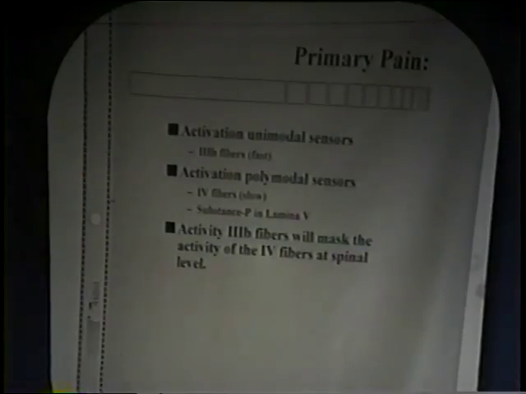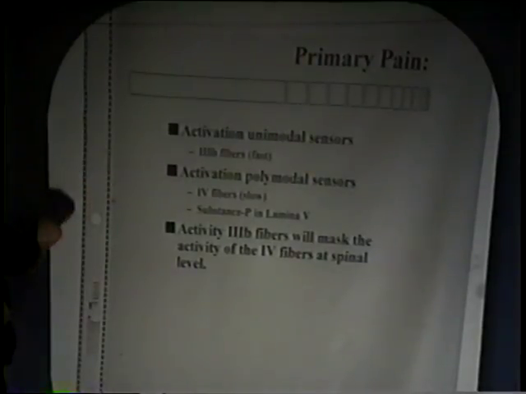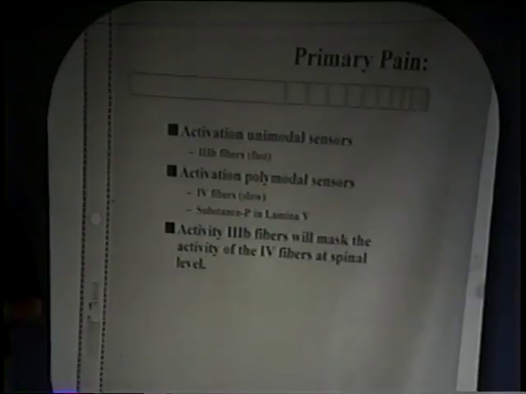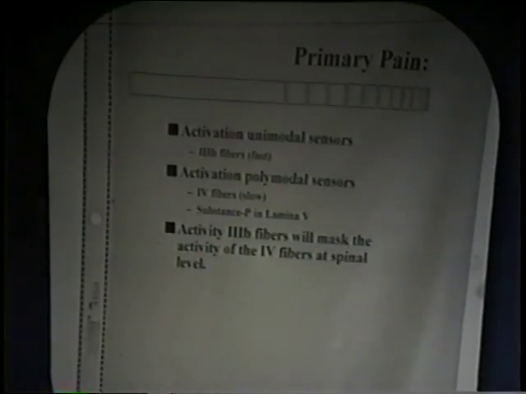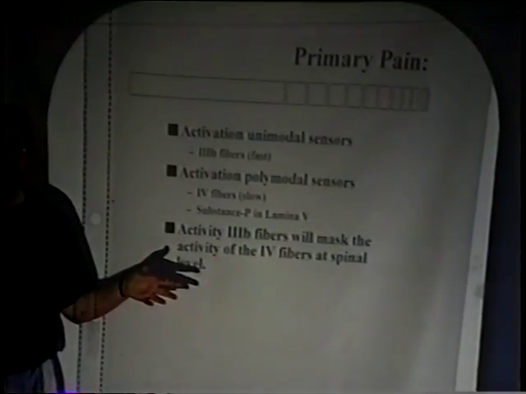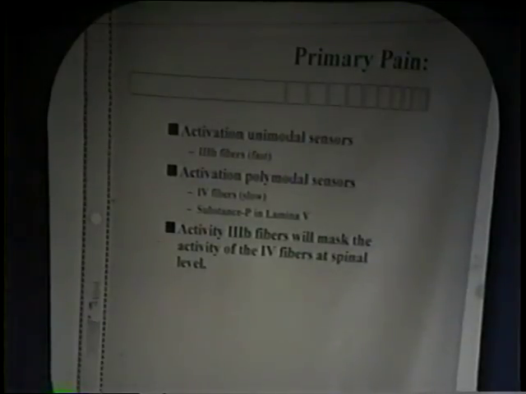Activation of the unimodal sensors runs through the 3B fibers, fast pain. It also gives an activation of the polymodal sensors, and that's the 4 fibers, that's a slow one. And substance P will occur at lamina 5 in the Rexed laminae. The activity of the 3B fibers, the fast pain, will mask the activity of the 4 fibers at spinal level in the beginning. So if you have a fast pain, that's more intense than the slow pain. Except the fast pain is only a twitch, and the 4 pain basically takes on for a longer time period and is more aching.